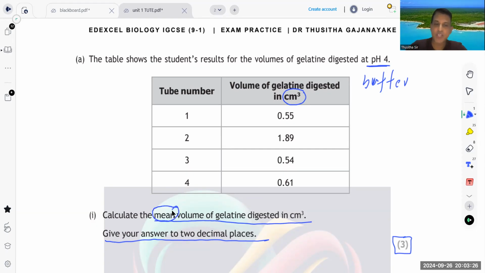Usually, I don't want to explain how to calculate mean value. You have been practicing this from class 8, class 9, and now in maths anyway, you are doing how to calculate mean value.